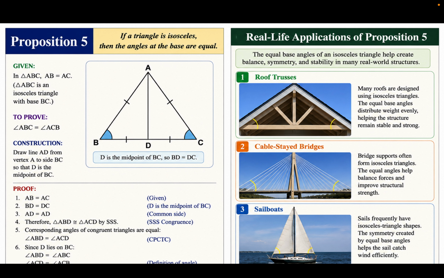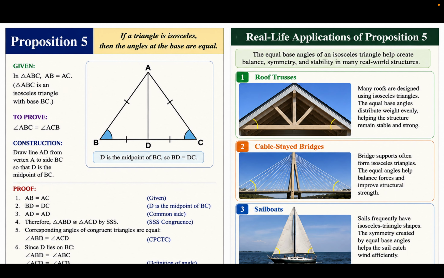That's the side-side-side axiom. We proved that both triangles are congruent to each other, and now we know the corresponding angles of congruent triangles are equal. So angle ABD is equal to angle ACD. Since D lies on BC, angle ABD is equal to angle ABC, and angle ACD is equal to angle ACB. Okay, this is all the proof of proposition 5. This is a very easy proof.